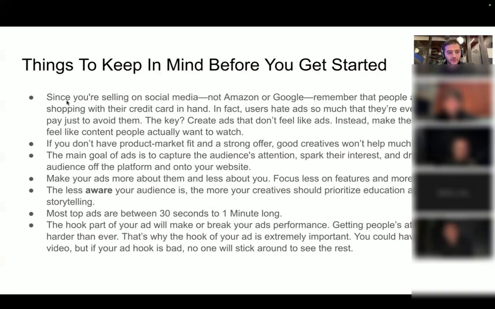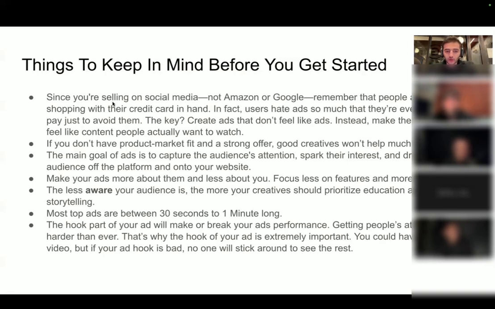So the first thing is, since you're selling on social media and not Amazon or Google, you need to keep in mind that people are on social media not because they want to buy something. They are there just to waste time, basically, or get inspired, or see what their favorite influencers posted, and see what their friends are posting, etc. But they don't want to actually buy something. They don't have the intent to buy anything on social media.